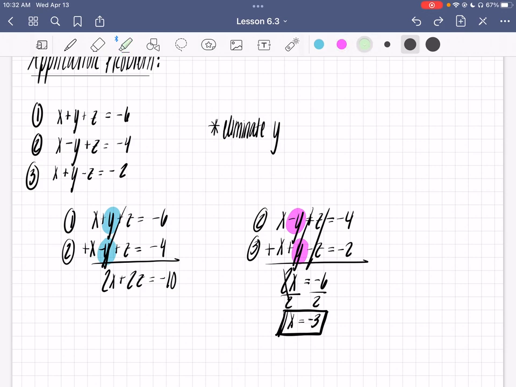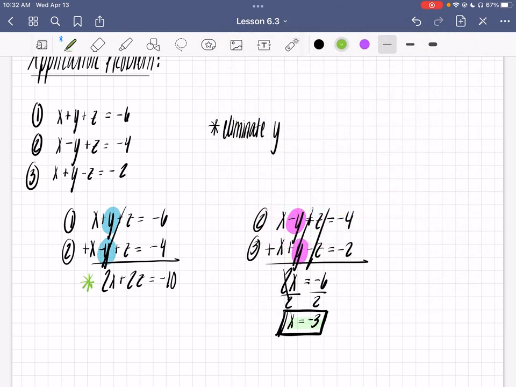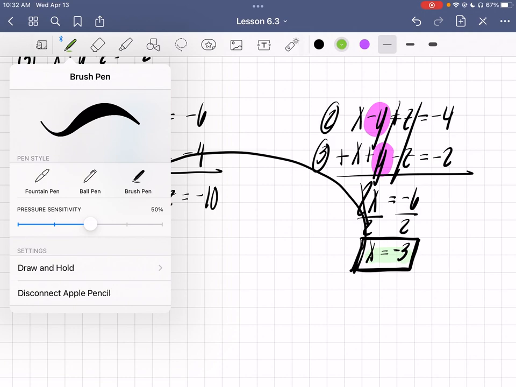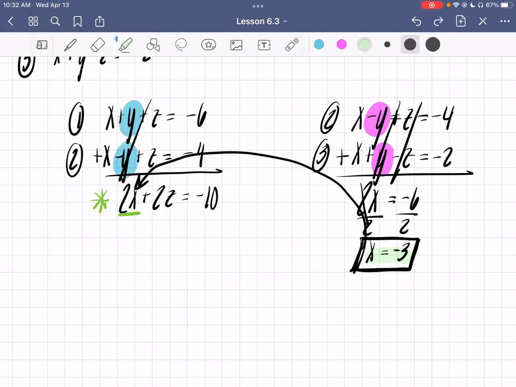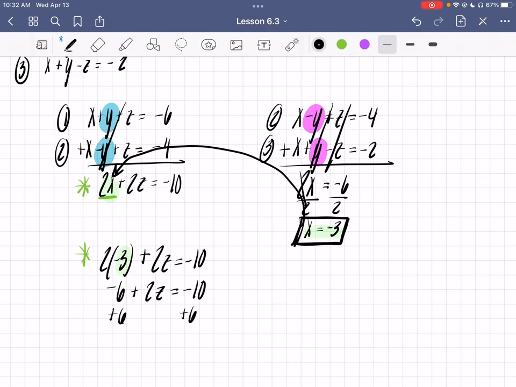Okay, so I have x equals -3. I'm going to go ahead and plug this in. Let me use green color here. Plug this in for this equation in two variables, okay, because I need to solve for another variable, and this is going to allow me, if I plug this in to the x position, I can then solve for z. Okay, so I take this equation down here, 2 times the x value we just found, plus 2z equals -10. So I get -6 plus 2z equals -10. Go ahead and solve.